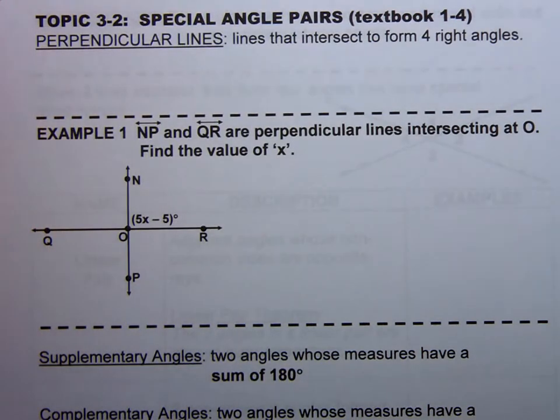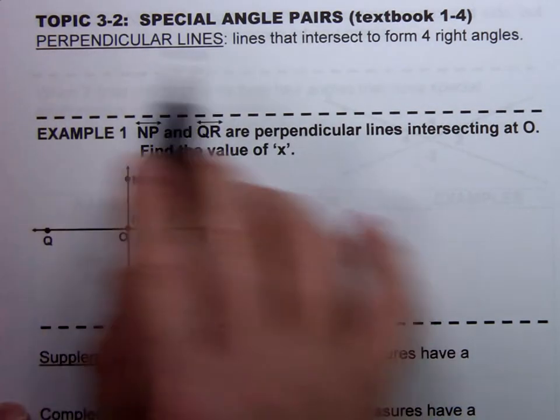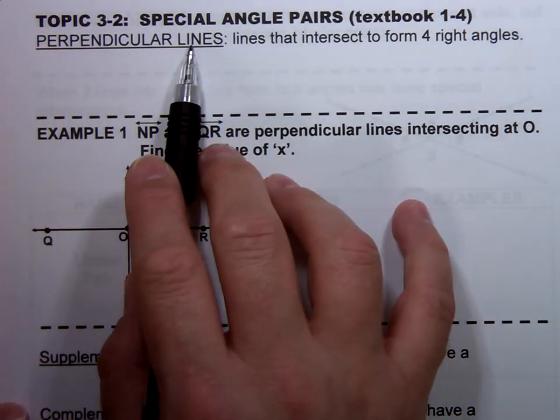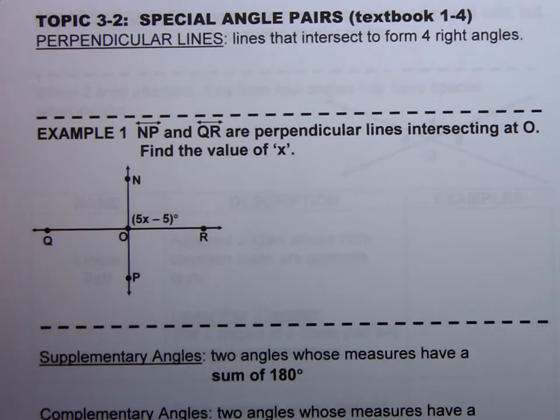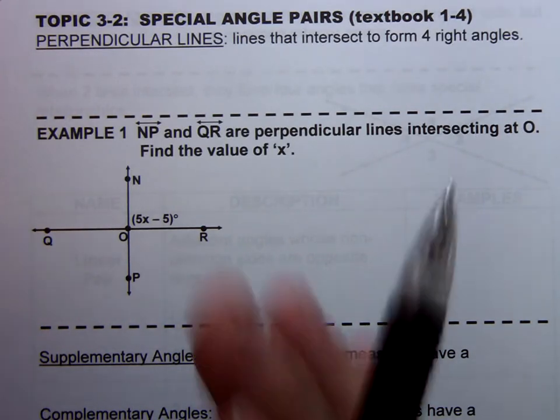Alright, we're going to talk about special angle pairs today. First thing we're reading about is perpendicular lines. One of the most common things I hear from students when I ask what's a perpendicular line is they tell me intersect. That they intersect. And I think that goes back to when you first learned parallel and perpendicular.